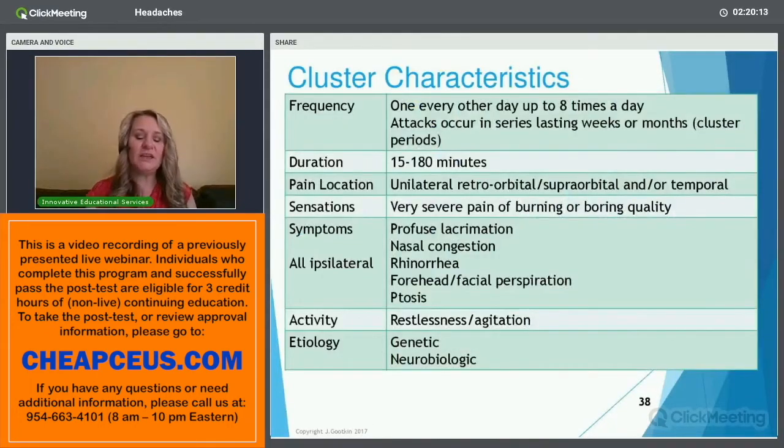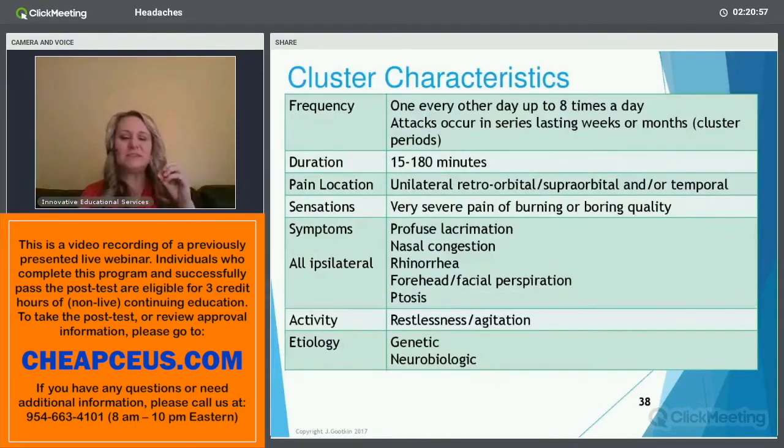So individuals with cluster headaches are going to experience this in like a bout. And what happens is they're going to have a very quick onset of this unilateral pain behind their eye or in their temporal region. So it sounds similar to migraine, but here's how it's different. These individuals also present with rhinorrhea, so a runny nose, lacrimation, tearing of the eye. They may be diaphoretic, where they have a little increased perspiration on their forehead. And these individuals are going to say that this pain is excruciating pain.